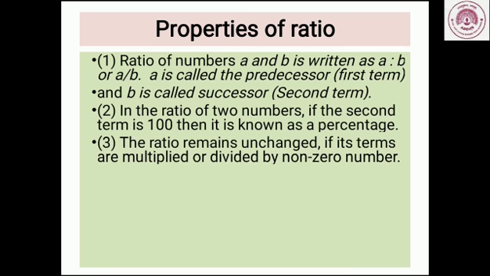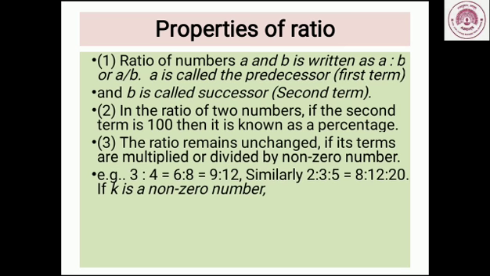Third, the ratio remains unchanged if its terms are multiplied or divided by a non-zero number. For example, 3:4 is equal to 6:8. That is, if we multiply both 3 and 4 by 2, we will get 6:8. And if we multiply 3:4 by 3, then we will get 9:12. And all these three ratios are equal.